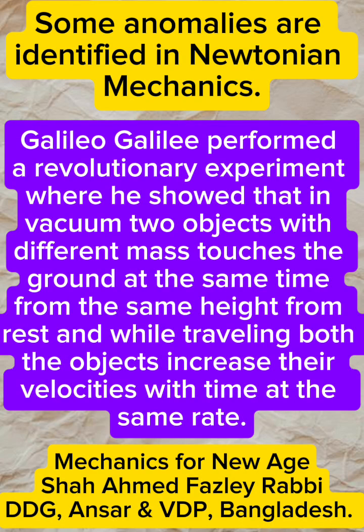Galileo Galilei performed a revolutionary experiment where he showed that in a vacuum, two objects with different masses touch the ground at the same time from the same height from rest, and while traveling, both objects increase their velocities with time at the same rate.